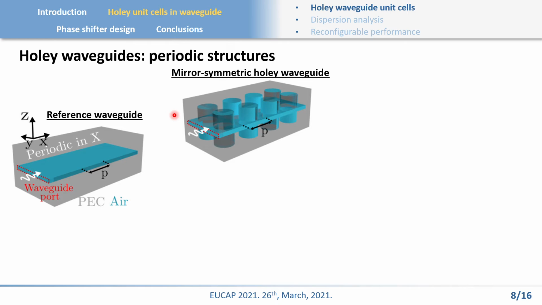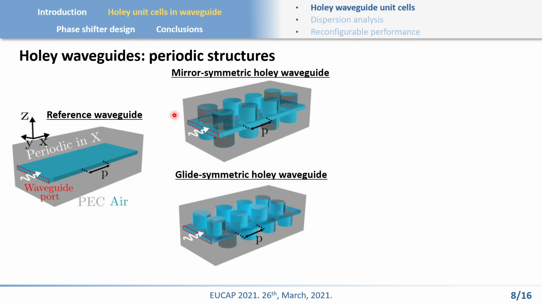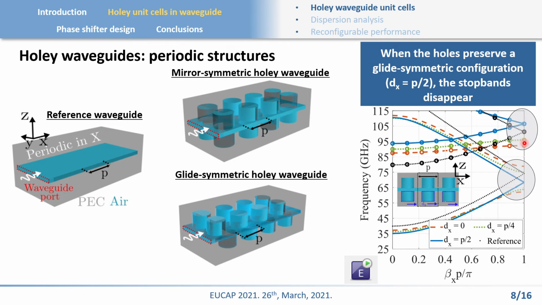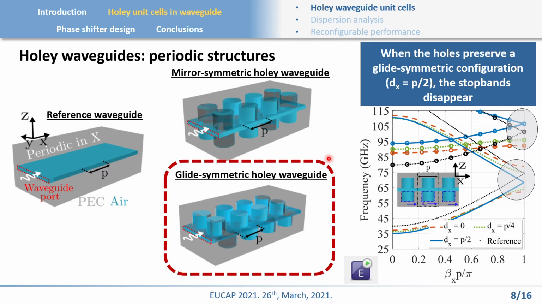Another interesting configuration of the holes is illustrated in this figure, where the bottom holes have been displaced half of the period in the x direction. Now the holes preserve glide symmetry, and the stop bands disappear, as can be seen in these regions. Therefore, to ensure a wide band performance, the selected Holey waveguide is the one with glide-symmetric configuration in its unit cell.